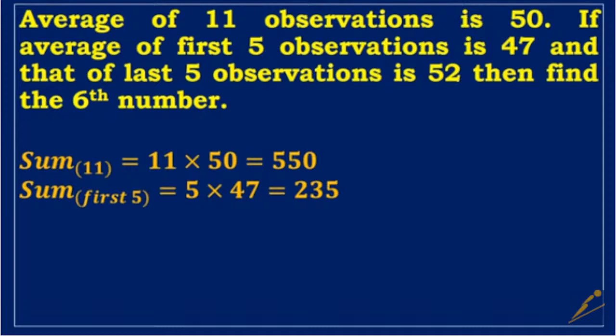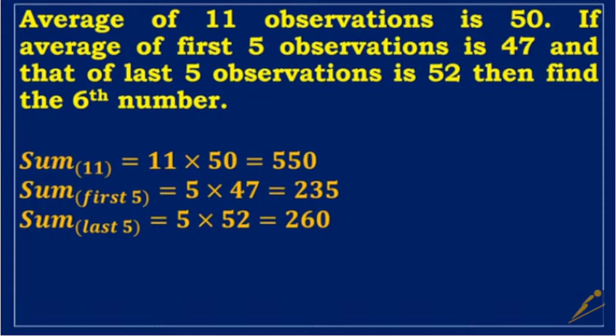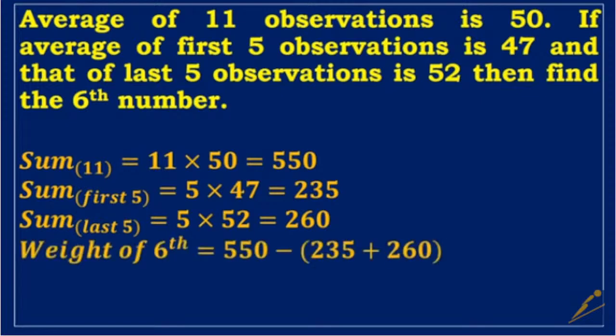Also, we can find the sum of the last 5 observations is 5 into 52, which is equal to 260. Finally, we can subtract the sum of the first and last 5 observations from the sum of all 11 observations to find the 6th number. 550 minus 235 plus 260 equals 55. So, the 6th number is 55.